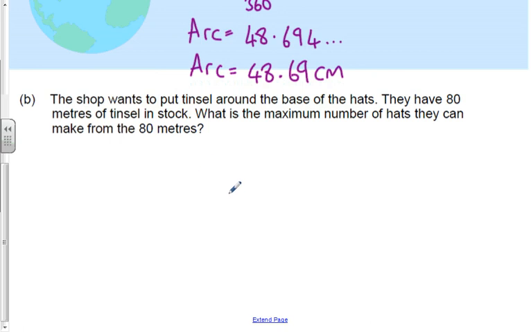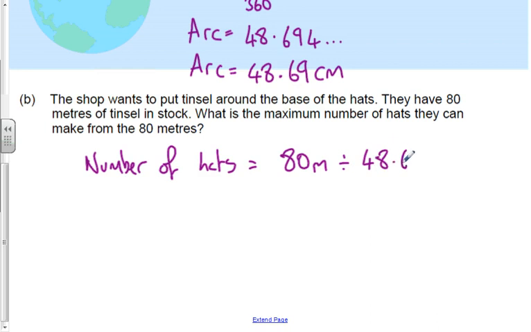Now the shop wants to put tinsel around the base of the hats. They've got 80 meters of tinsel in stock. What's the maximum number of hats that they can make from 80 meters? Well, if they have 80 meters and we need 48.69 centimeters per hat, the number of hats is going to be 80 meters divided by 48.69 centimeters. So we need to remember that 1 meter is 100 centimeters. So 80 meters is going to be 8,000 centimeters divided by 48.69.